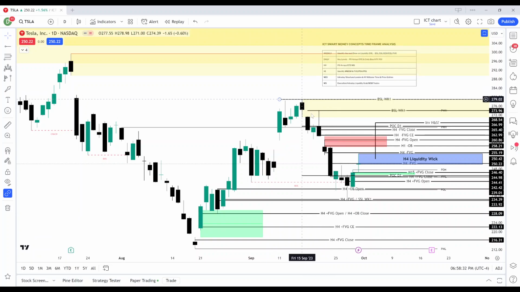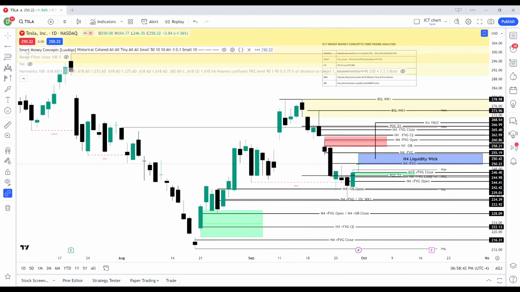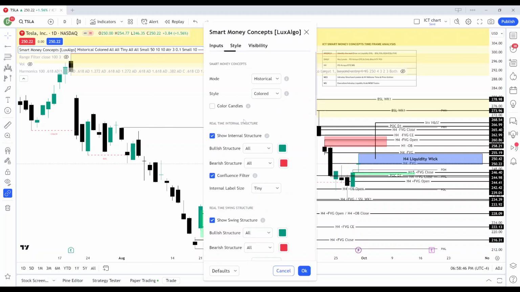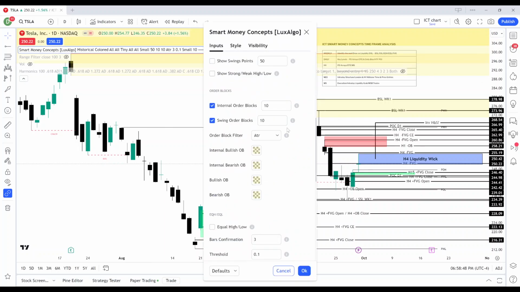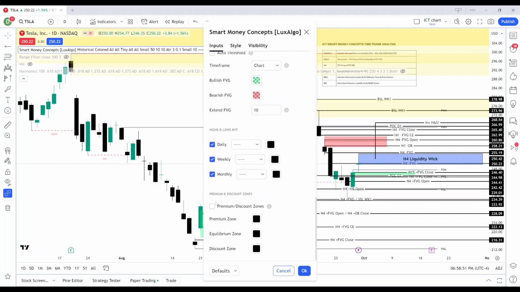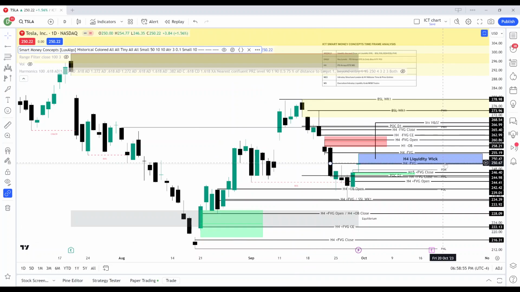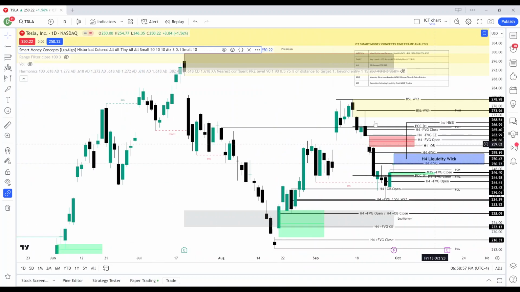So we have premium here. We have discount here. Well, we actually have discount here, premium here, and we're kind of near equilibrium. If you don't know how to set that, you can use a setting on your Smart Money indicator by Lux Algo, your Smart Money Concepts, and you can turn on the premium discount zones. I have mine set to black, but I'll show you what they have labeled here.